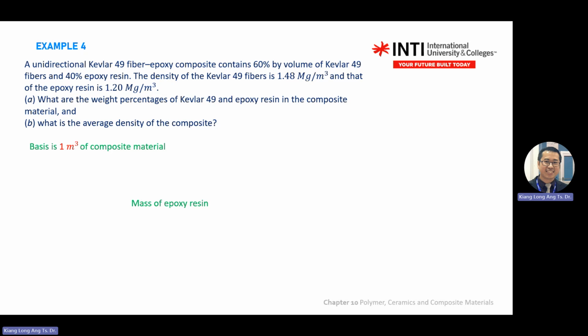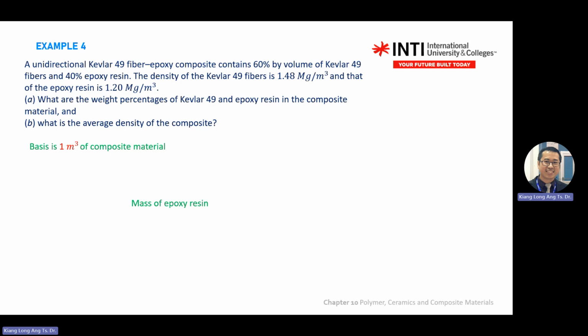Now, density is what? Density is kilogram over meter cube. So to find mass, equal to rho multiply V. You already have V here, and you have the density given in the question. You are able to find mass.